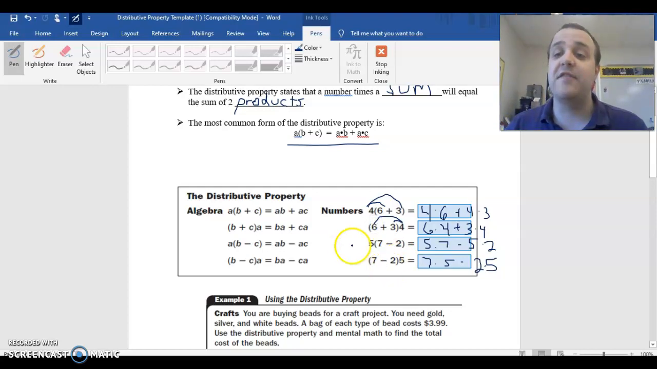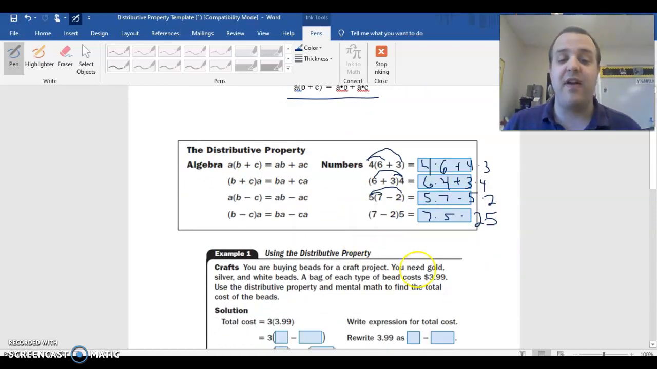And what that's going to do is be a visual reminder to remind you, oh yeah, I do the 4 times the 6, and then I do the 4 times the 3, and that's how I distribute. I do the 5 times the 7, then I do the 5 times the 2, and that's how I distribute, and so on and so forth, all right?